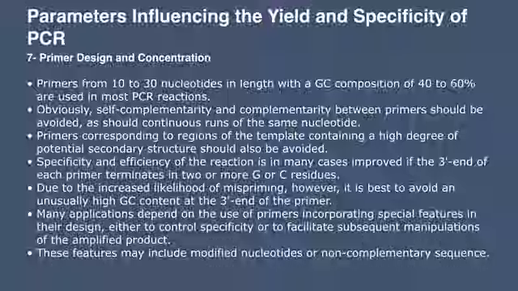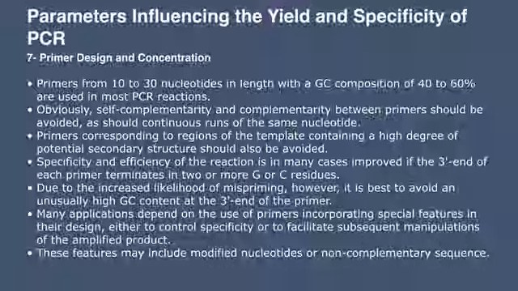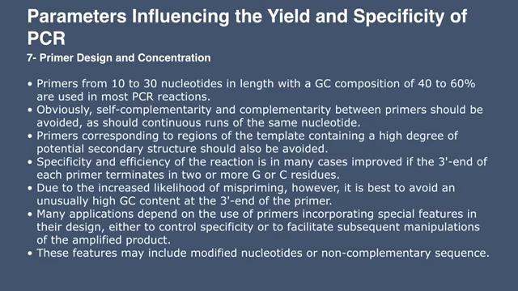Due to the increased likelihood of mispriming, however, it is best to avoid an unusually high GC content at the free end of the primer. Many applications depend on the use of primers incorporating special features in their design, either to control specificity or to facilitate subsequent manipulations of the amplified product. These features may include modified nucleotides or non-complementary sequence.